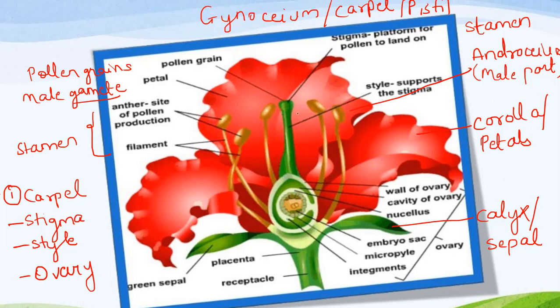Stigma is a knob-like structure which you see at the starting. Then the style is a long tube-like structure, and finally you see a swollen structure at the end, the white color structure, which is said to be ovary. And inside this you see an ovule. Okay, inside the ovary you will have an ovule. So stigma, style, and ovary together constitute the carpel, and all the carpels together are known as gynoecium, and it is said to be the female part of the flower.